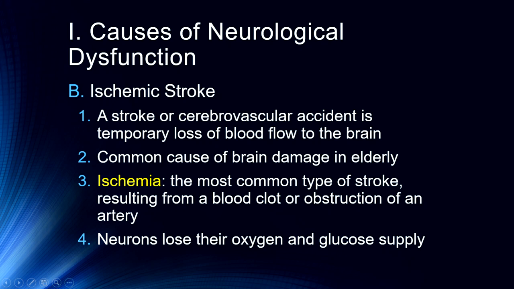So, for example, most heart attacks are caused by ischemia, lack of blood flow to the heart. So the most common type of stroke is that ischemia resulting from a blood clot or obstruction of an artery. Most often what has happened is something has broken loose from, say, the carotid artery. A piece of sclerotic plaque from high cholesterol, that sort of thing, has broken off and then gotten lodged in the brain and is then causing a blood clot, blocking that blood supply.